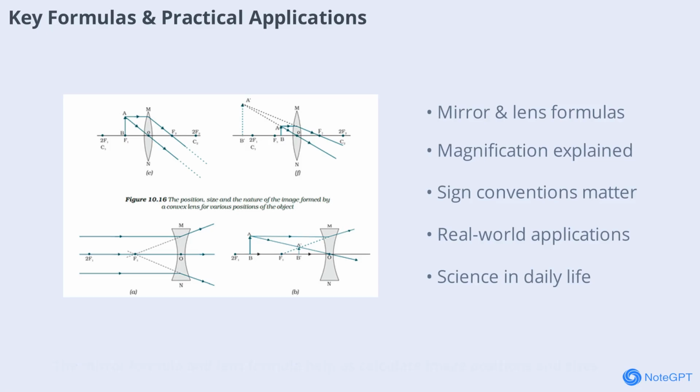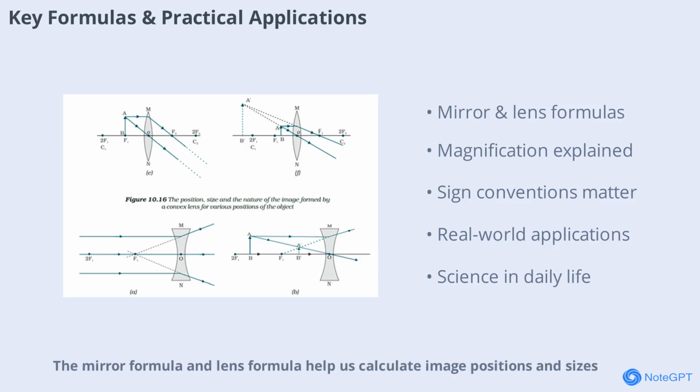The mirror formula and lens formula help us calculate image positions and sizes, while magnification tells us how much bigger or smaller an image is compared to the object. Remember, the sign conventions are crucial. For mirrors, object distances are always positive, but focal lengths can be positive or negative depending on the mirror type. Lenses also have positive or negative power based on whether they converge or diverge light.